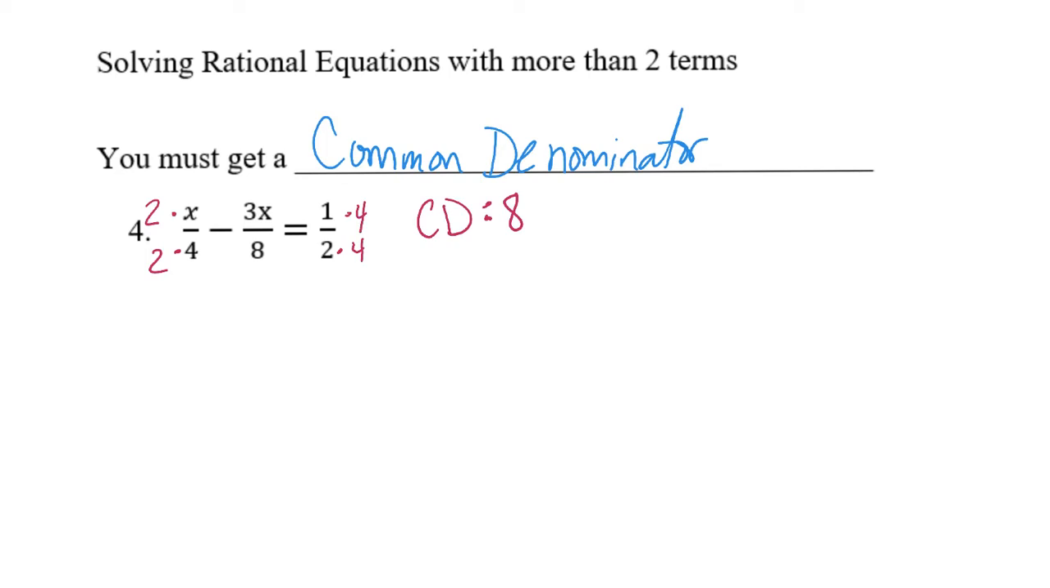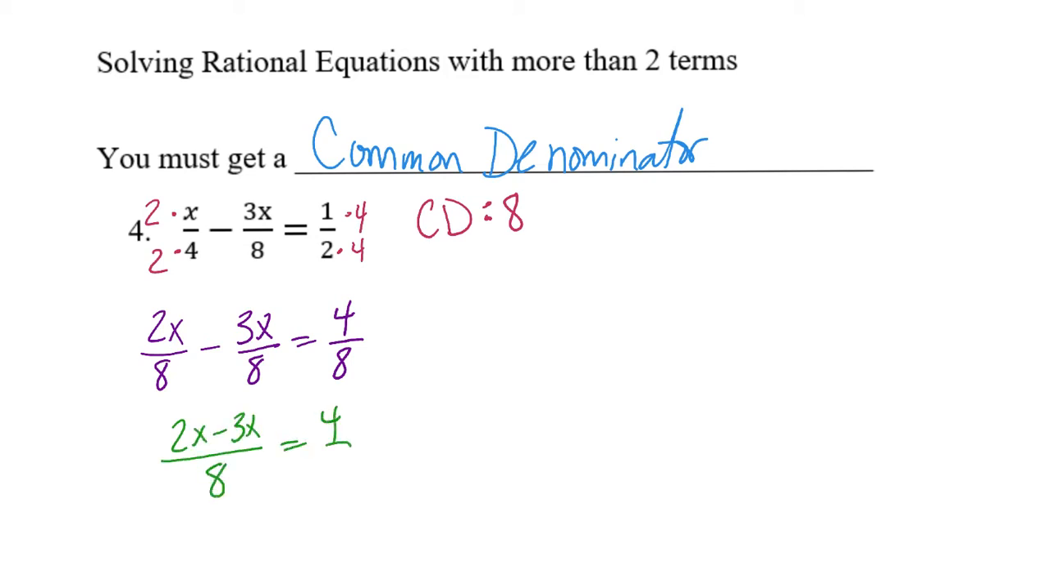So now that we have written that out in the burgundy, I'm going to write out what we have. 2x over 8 minus 3x over 8 equals 4 over 8. So now that they all have the same denominator, we can combine our fractions on the left. So 2x minus 3x both over 8 equals 4 over 8.